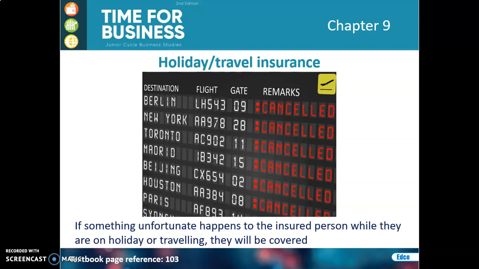Travel insurance, if something unfortunate happens to the insured person while they're traveling, perhaps a flight is cancelled and they have to stay an extra amount of time, perhaps they lose their luggage, perhaps they're mugged or something stolen on them.